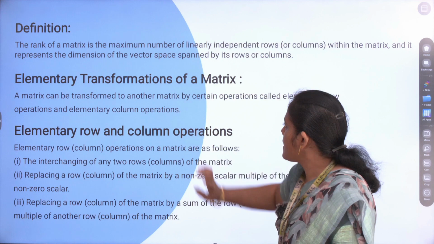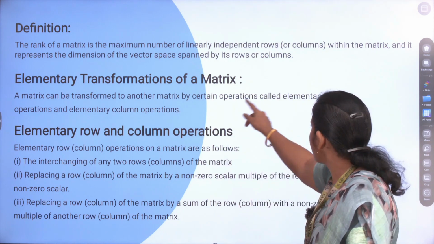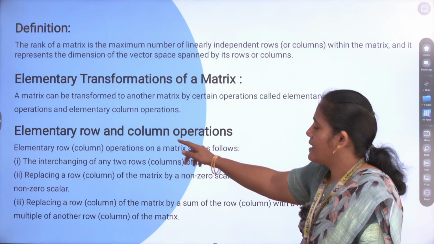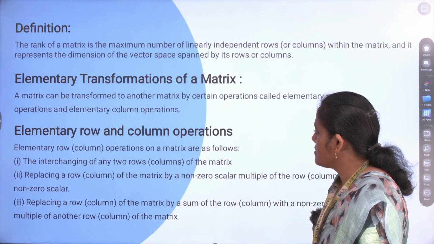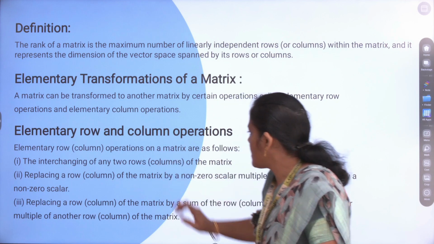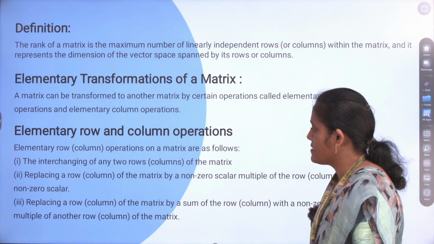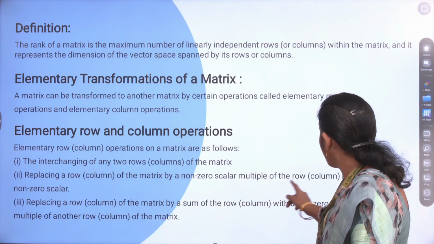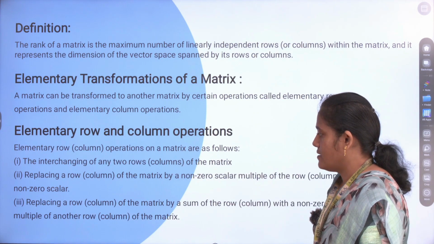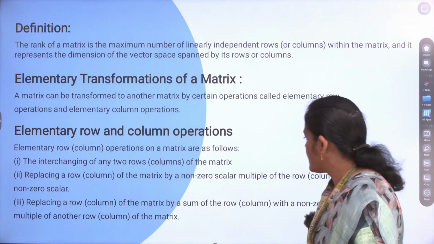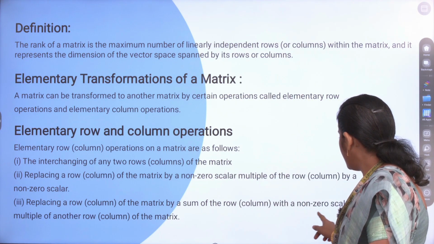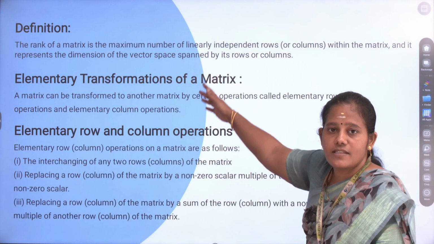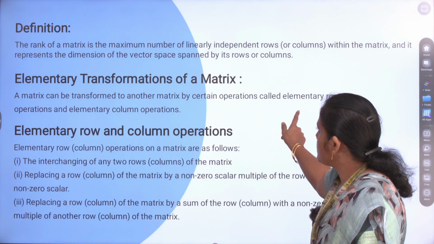A matrix can be transformed into another matrix by certain operations called elementary transformations. The elementary row and column operations are: first, interchanging any two rows of the matrix; second, replacing a row of the matrix by a non-zero scalar multiple of that row; third, replacing a row of the matrix by the sum of that row with a non-zero scalar multiple of another row of the matrix. So this is the basic definition of this topic.